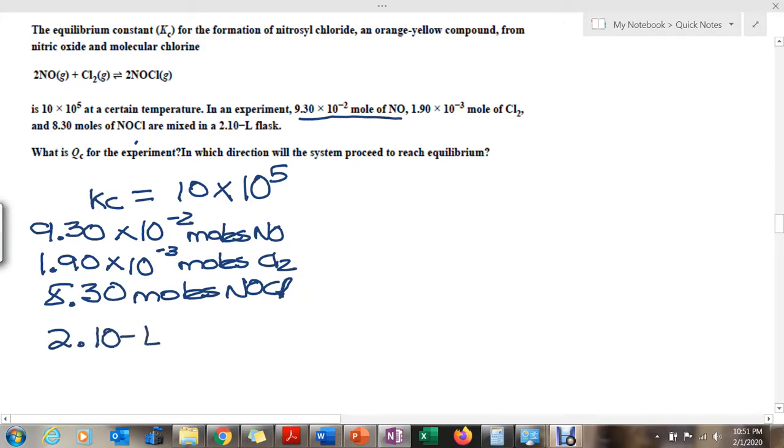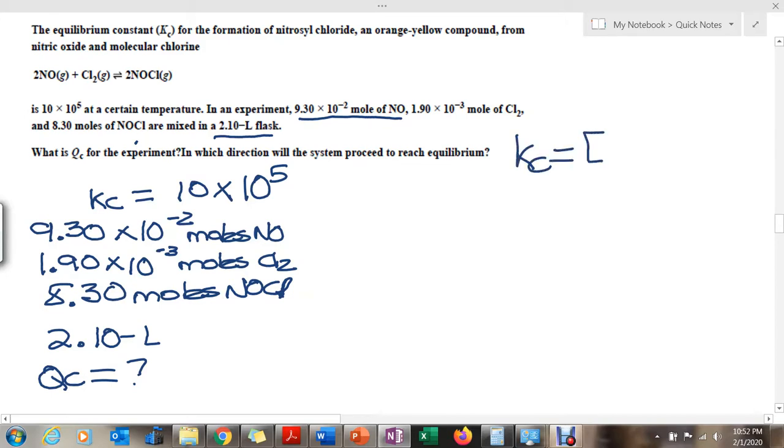What is the Kc? That's the first question. And in which direction will it proceed? So the first thing you have to do is convert these moles to concentration. And how? By dividing by the liters of the solution. Because when we work with the Kc expression, let's write it down. That's the first thing you should do.